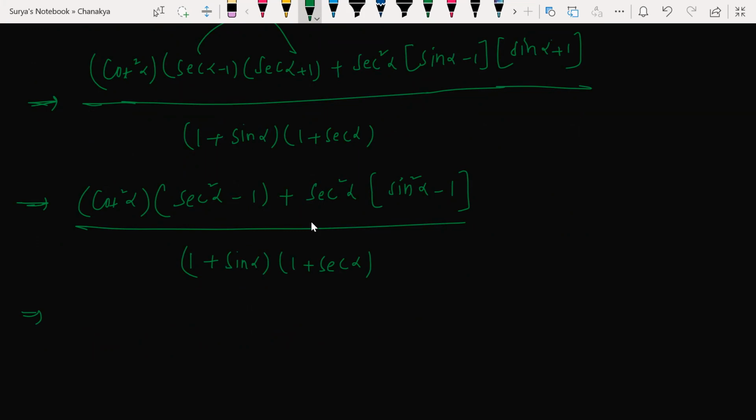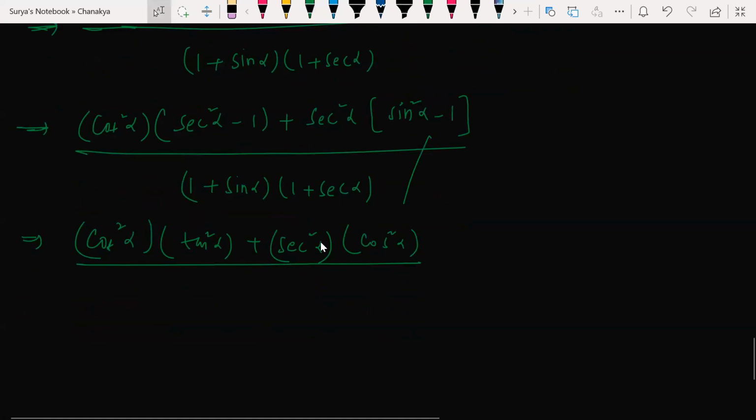Can we do one thing here? Yes, let us apply the property. Secant square minus 1 is what? Tan square alpha, isn't it? Plus sine square minus 1 is equal to cos square alpha. So cot square alpha and tan square alpha. Yes. So this can be written as cos square alpha, this can be written as tan square alpha. Any doubts? All divided by 1 plus sine alpha into 1 plus secant alpha.